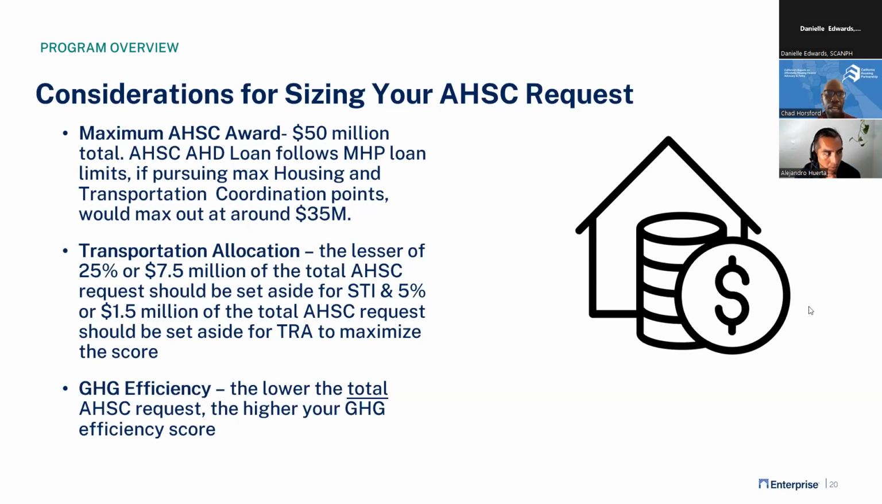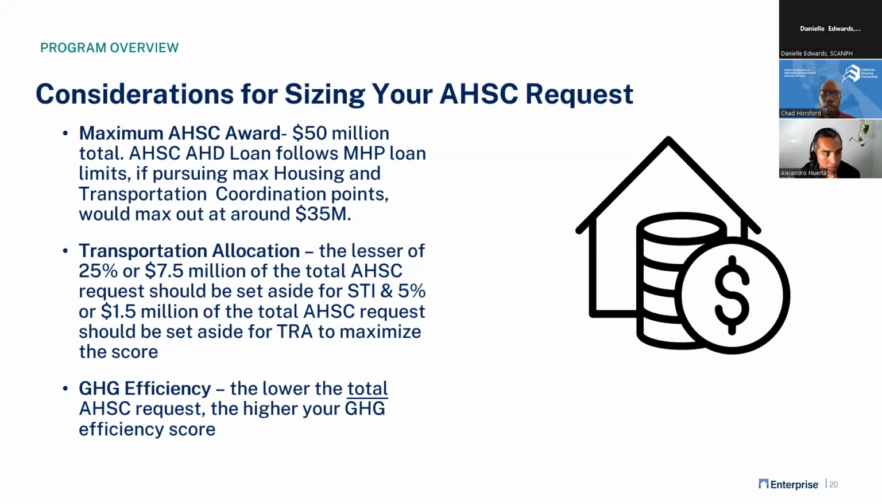For the transportation allocations, it'll be the lesser of 25% or $7.5 million of your total AHSC request. In many cases, we see this above $7.5 million. And then 5% or $1.5 million for the TRA portion. Again, as far as threshold, you just have to meet the lower of those two, but depending on what you're proposing for your STI scope or TRA scope, they can be above that limit.